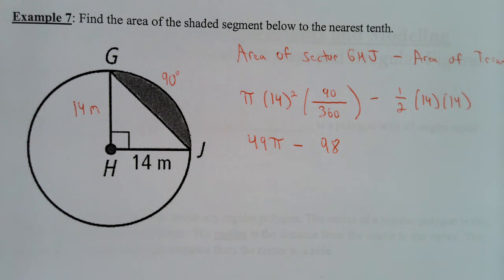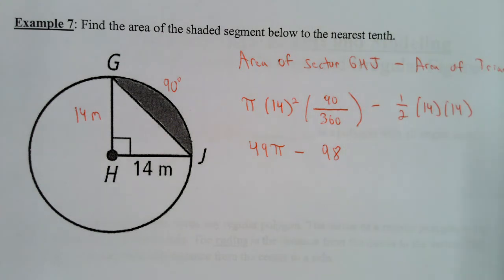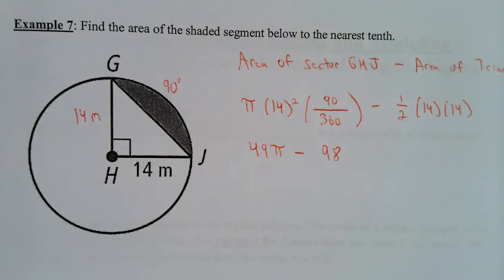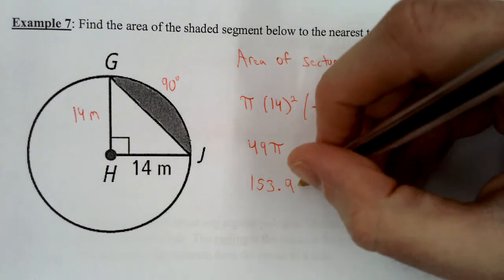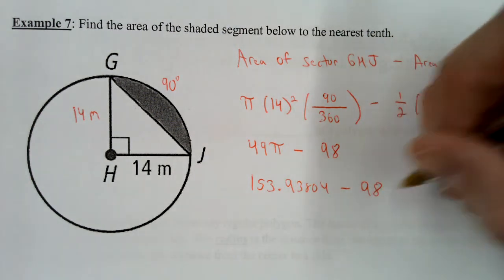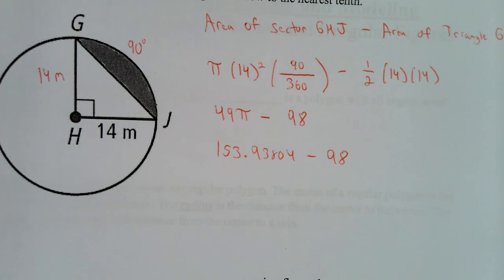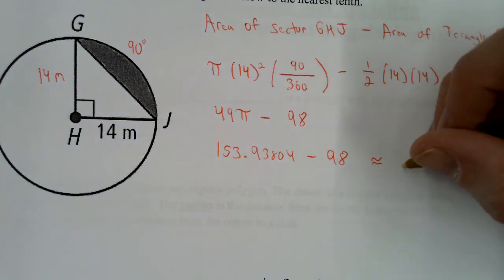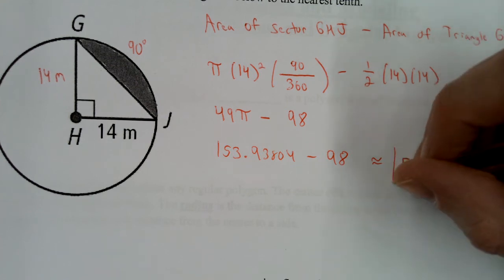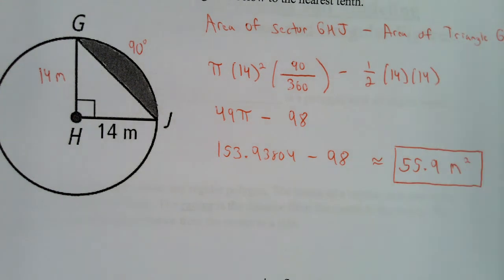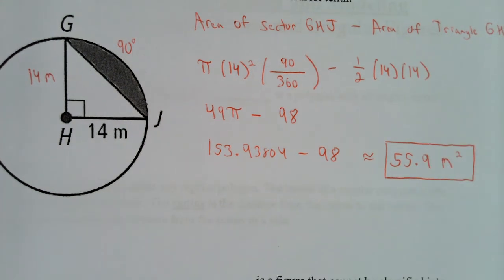Okay, so now I'll do 49 times pi, and then I'll subtract 98. 49 times pi is 153.93. Minus 98. Then I'll round, I'll say approximately 55.9 meters squared. Okay.